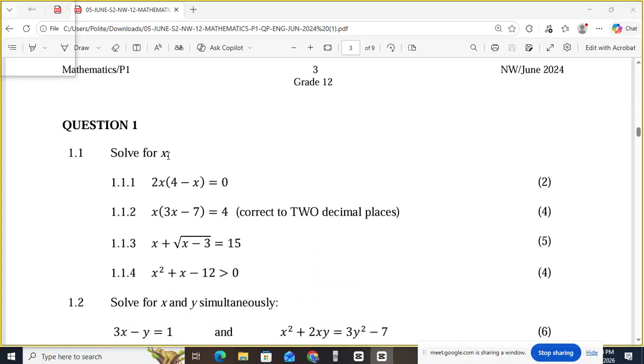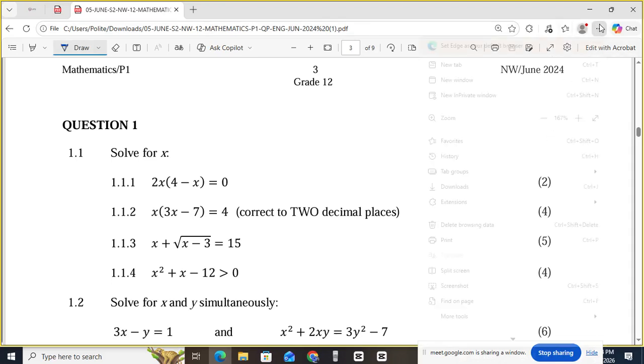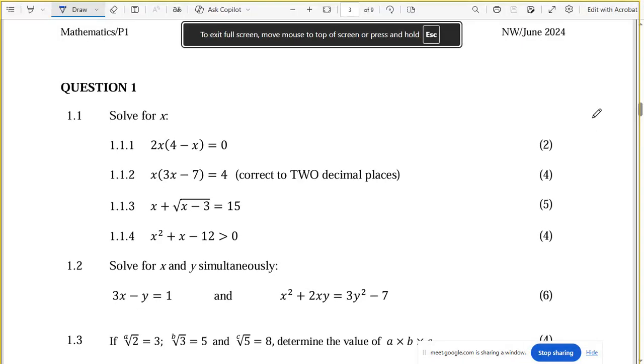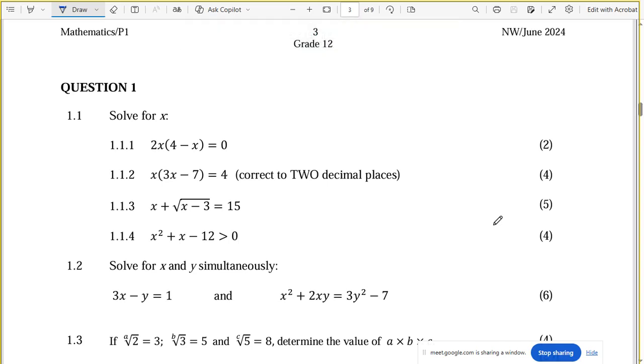And I need someone to tell me what is the difference between 1.1.1 and 1.1.2. What is the difference, guys? Because we can see that both of these questions have the common factor. What do you guys think? What is the difference? Anyone?